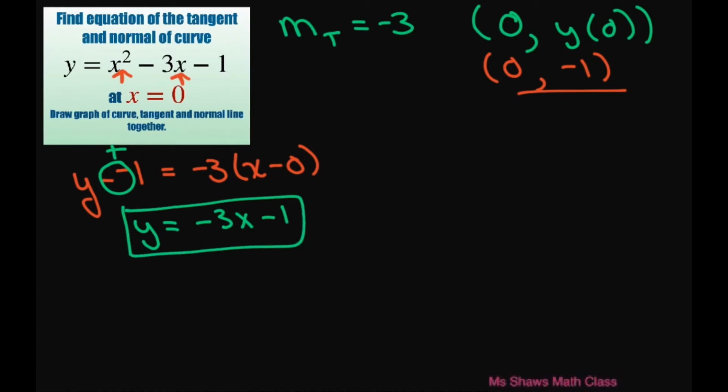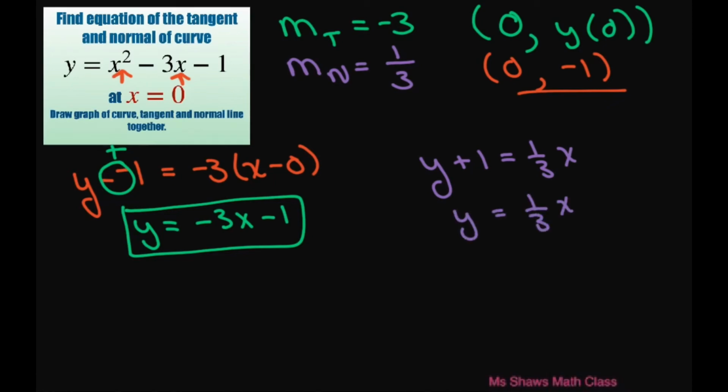Now your normal slope is going to be the negative reciprocal, so that's just going to be 1/3. So it's going to be the same thing, y plus 1 equals 1/3 x. We don't need the 0. So y equals 1/3 x minus 1. And that's the equation of the normal to the curve.